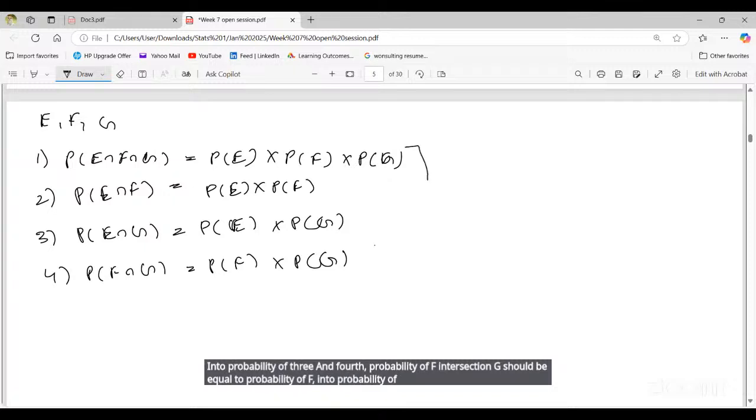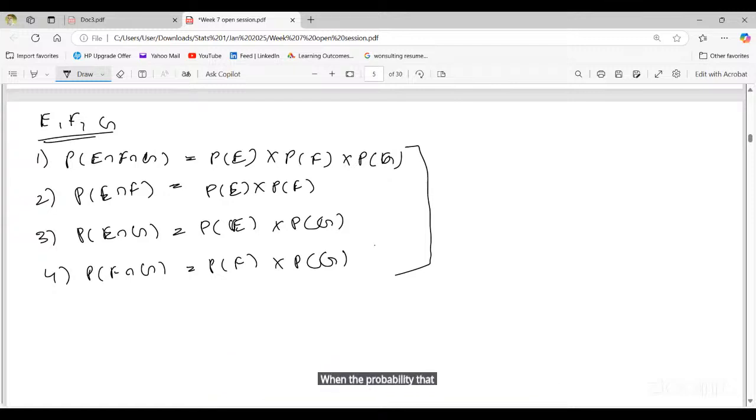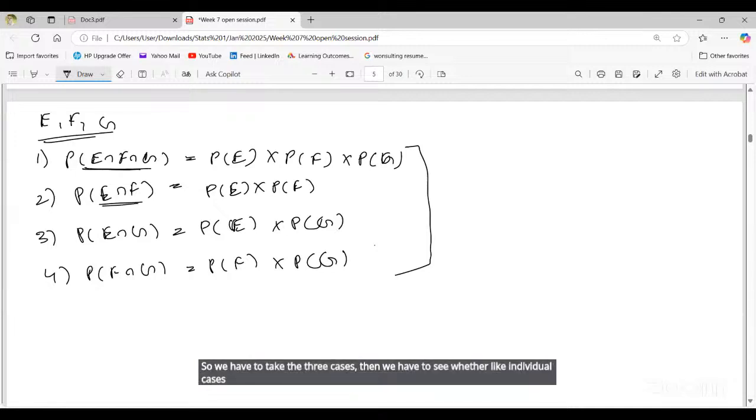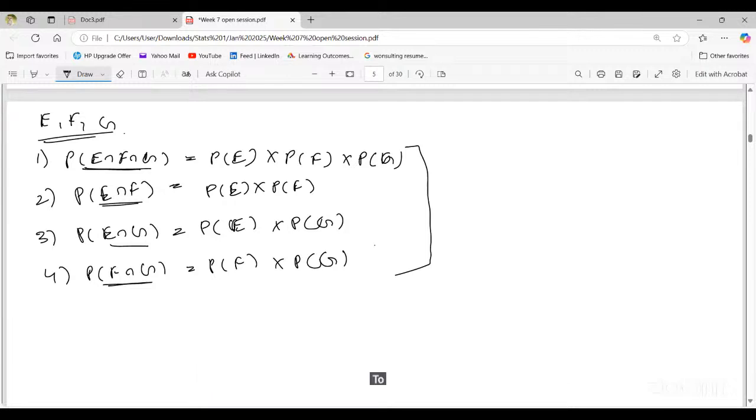So these are my four conditions. I say that these three events are independent when the probability that they all occur is equal to the product of their individual probabilities. So we have to take the three cases, then we have to see whether E and F are also independent, E and G are also independent, or F and G are also independent. So these are the four conditions that you have to check to see whether E, F, and G are independent or not.